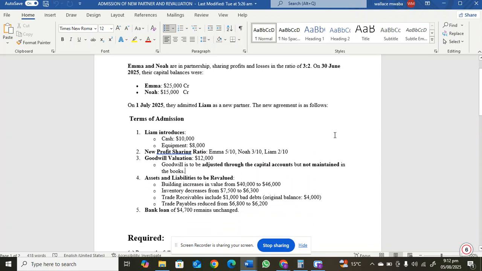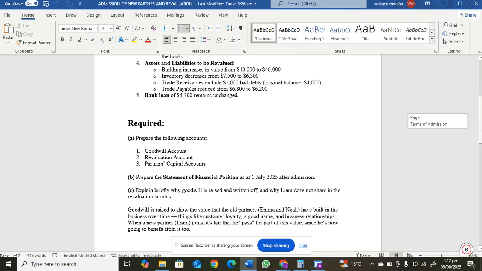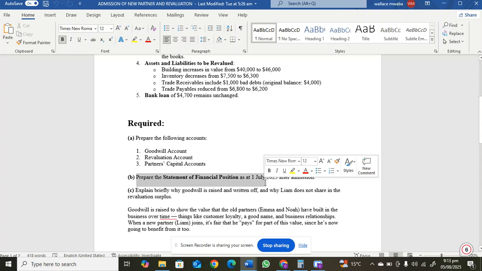Then assets and liabilities to be revalued. We've got this information here. Then we have the bank loan of 4,700 remains unchanged. Required, prepare the following accounts: the goodwill account, the revaluation account, the partners' capital accounts. In part B, you need to prepare the statement of financial position as at 1st July 2025 after admission.